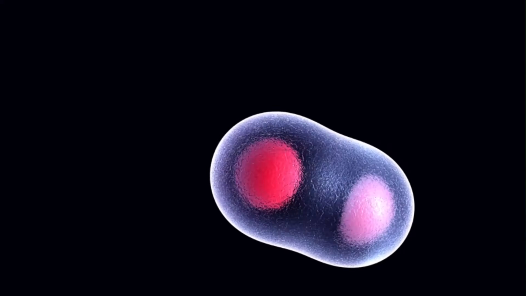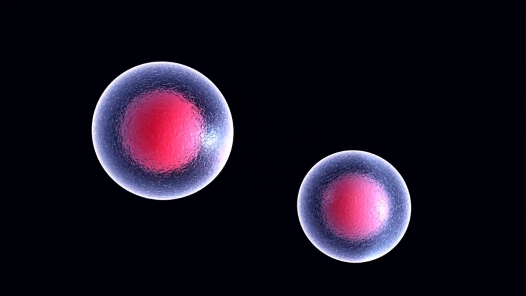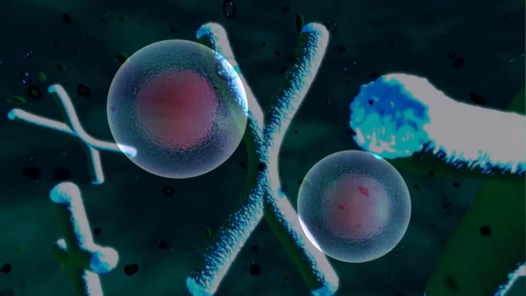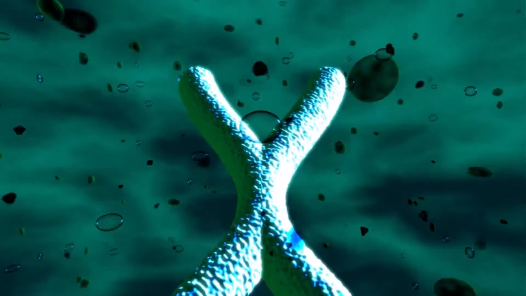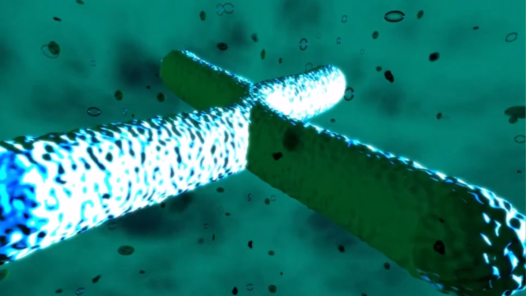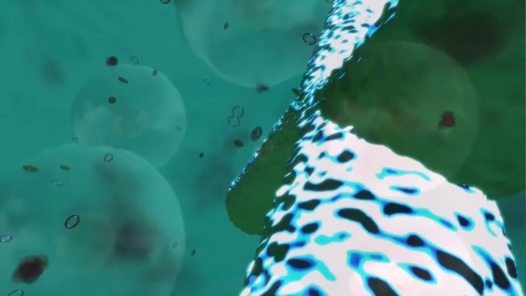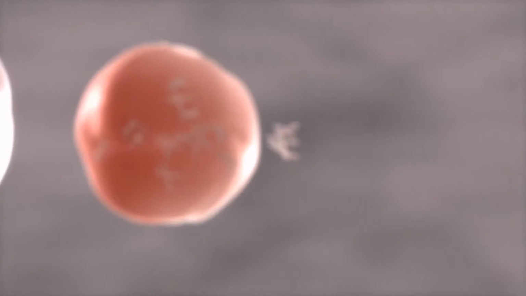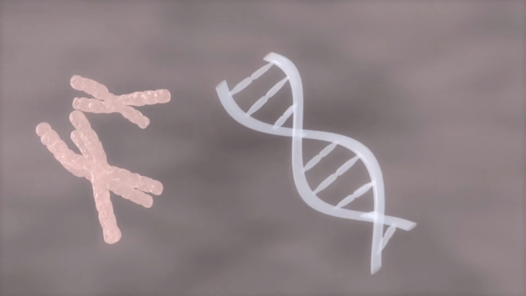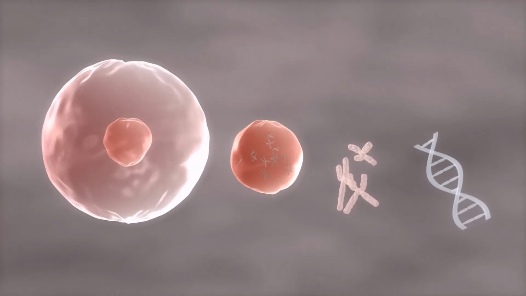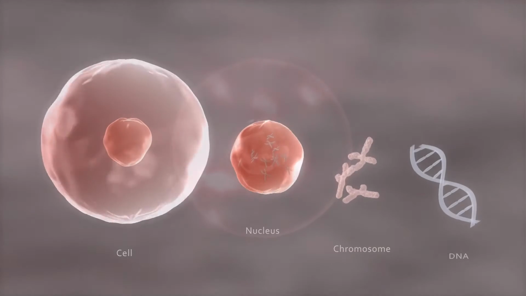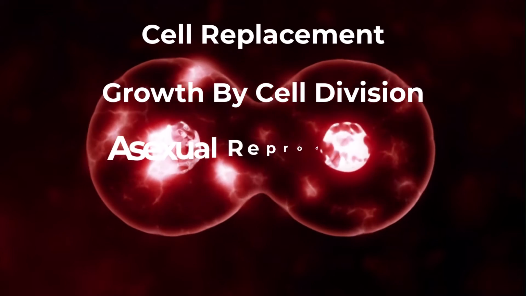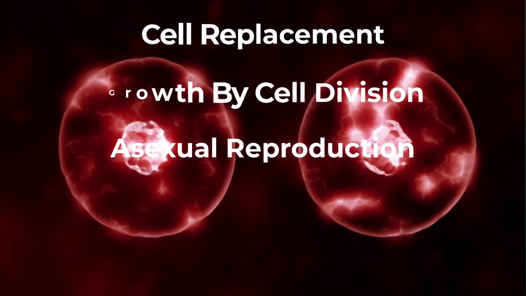The two daughter cells that result from cellular division are genetically identical to one another and to the original parent cell. Before the parent cell splits into two, it first duplicates its chromosomes, which are packages of DNA. During cellular division, each daughter cell receives one identical set of chromosomes from the original parent cell. Three functions of cell division by mitosis include cell replacement, growth by cell division, and asexual reproduction.